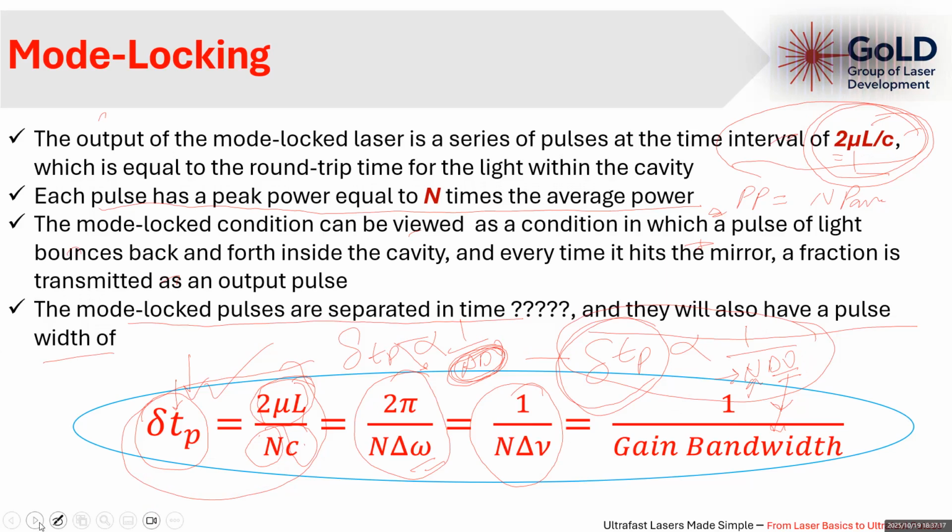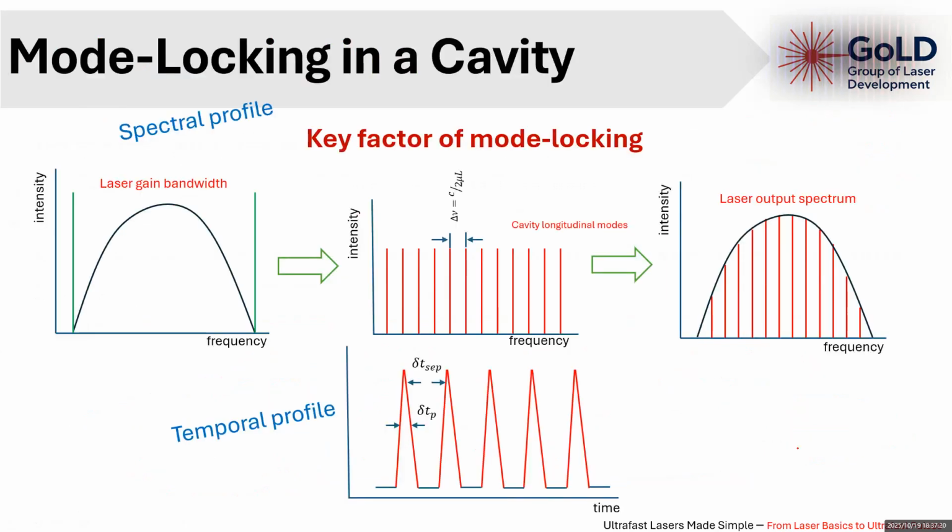Next slide. Okay. What do you see here? This is the laser gain bandwidth, if you remember the previous lectures. These are the modes. How many modes in the cavity are oscillating? And the mode separation is this one. If you remember, how many modes can fit inside of this gain curve?